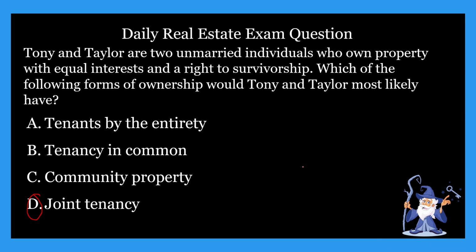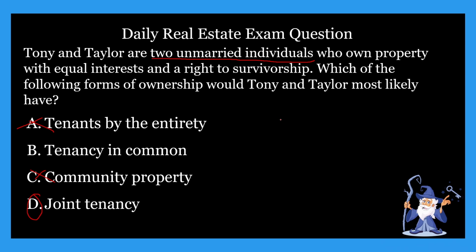Remember, community property and tenants by the entirety are through marriage, which means we can eliminate those right off the bat. As long as you know that, you see here there are two unmarried individuals. You can eliminate options C and obviously option A, tenants by the entirety. So really, you're just dealing with B and D. That means you've got a 50-50 shot from there. Now, obviously, joint tenancy would be the best answer.